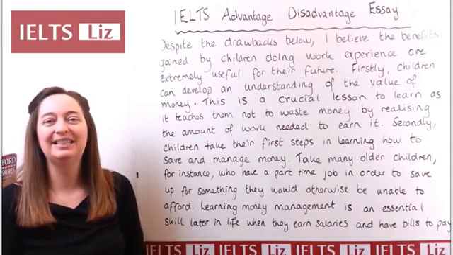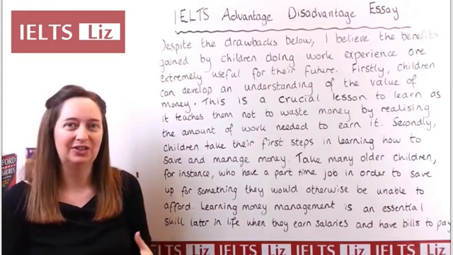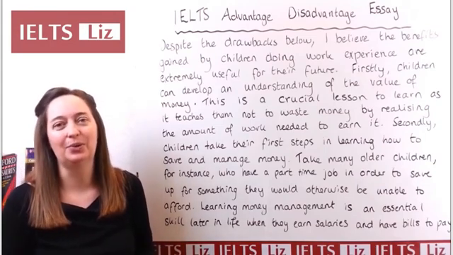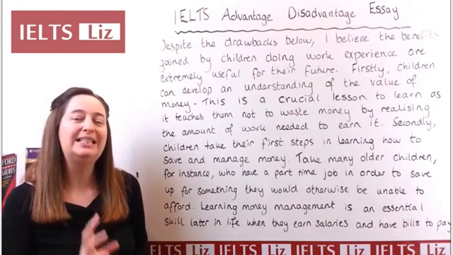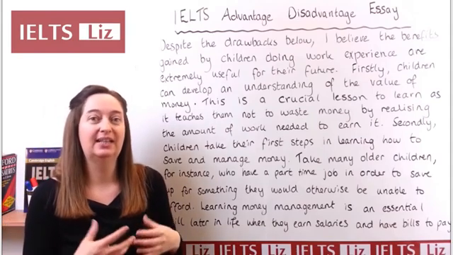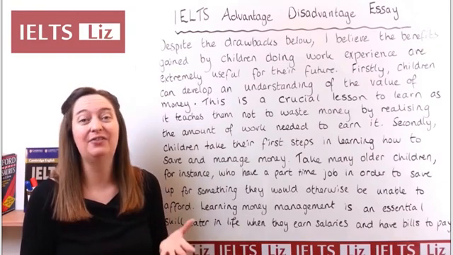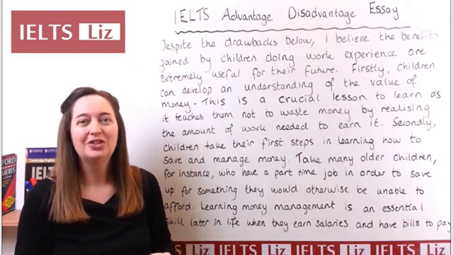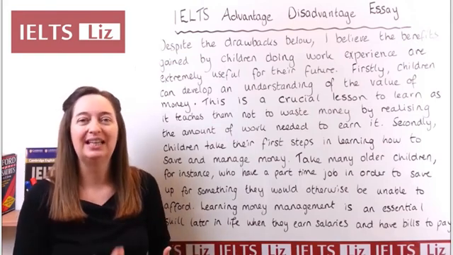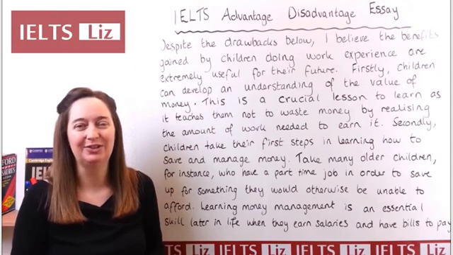Let's have a look now at the other body paragraph, and let's have a look how we can write the disadvantages when we don't think they are so important. And that's quite difficult to write because obviously children being exploited and put in dangerous situations is a very serious problem. So we have to show that it's still not important. So let's have a look at how to do that.